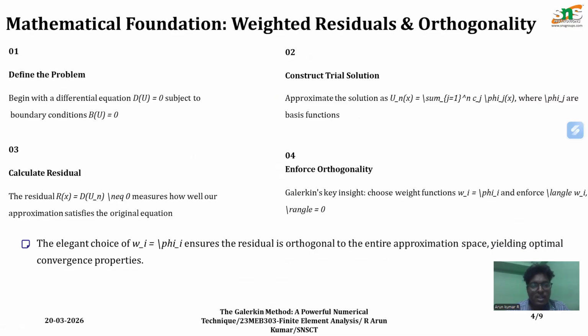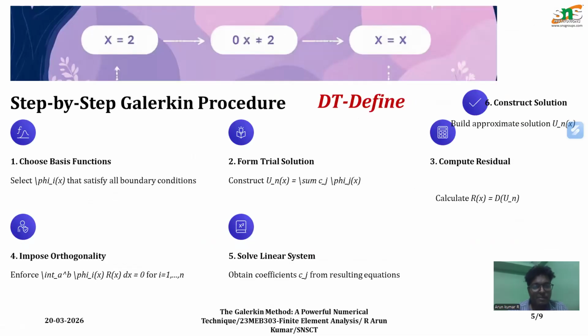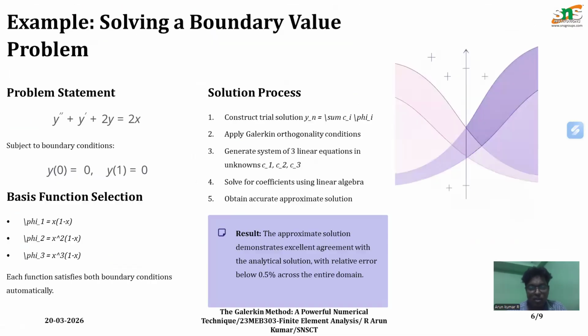Therefore, choosing the weight functions makes the residual orthogonal to the approximation space, yielding optimal converging properties. So what are the steps we have to carry out in the Galerkin procedure? First, choose the basis functions and form the trial function, compute the residual, impose orthogonality, solve the linear system, and then construct the solution. That is, you are building the approximate solution u_n(x).